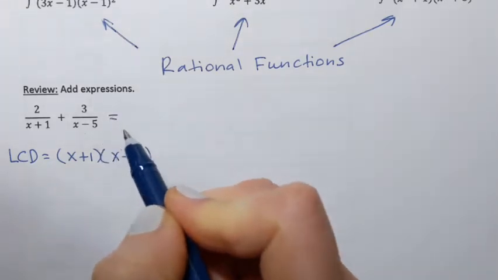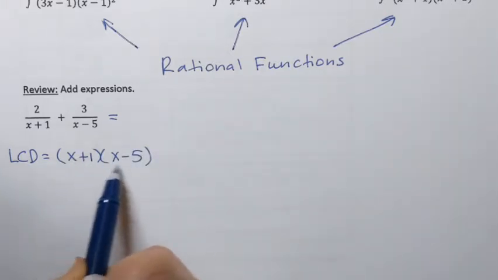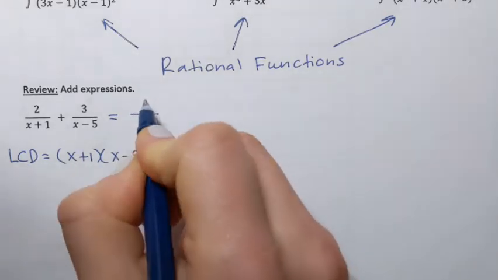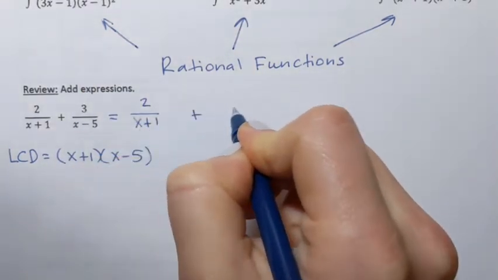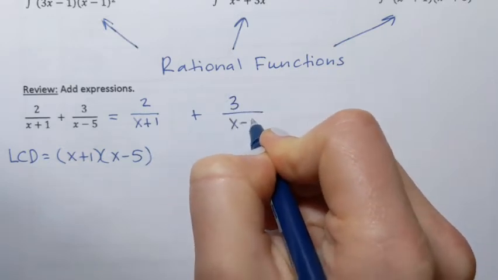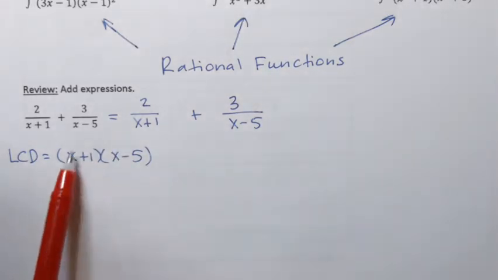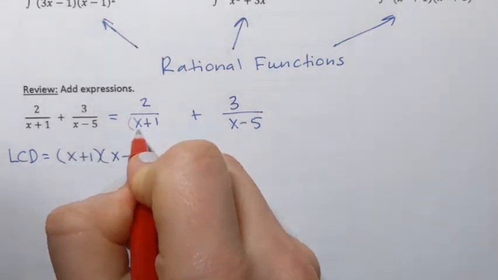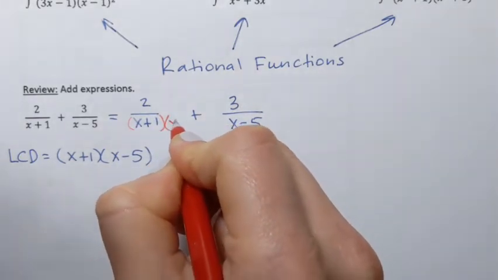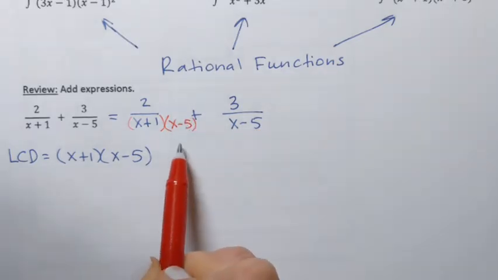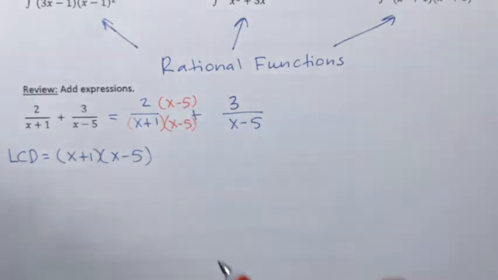That means next I need to adjust each fraction so that it has that denominator, right? I'm going to rewrite my original expressions: 2 over x plus 1 plus 3 over x minus 5. And here I'm going to show how I'm adjusting each so that it has that denominator. My original denominator here is x plus 1. I want the LCD, so I need to multiply by the missing factor, which is x minus 5. And I have to multiply in the denominator and the numerator, both, the same way we do it for numerical fractions.